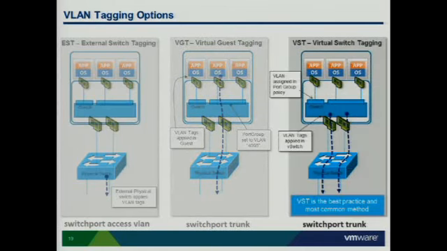And then we have virtual switch tagging. This is the most common one that we see out there in best practice. The VLAN is assigned in the port group policy of the port group, and the VLAN tags are applied within the vSwitch. Then on the physical switch, what we're looking for is to have switchport trunk again set up with the allowed VLAN range anywhere from 1 to 4094.